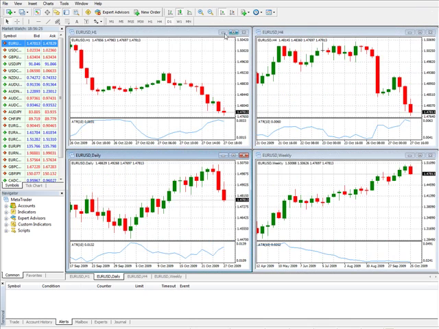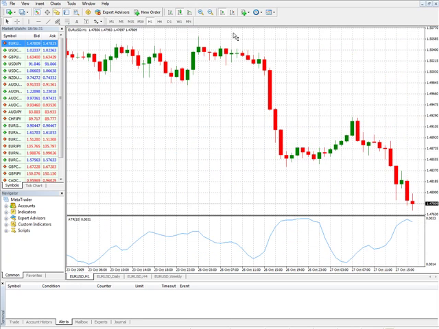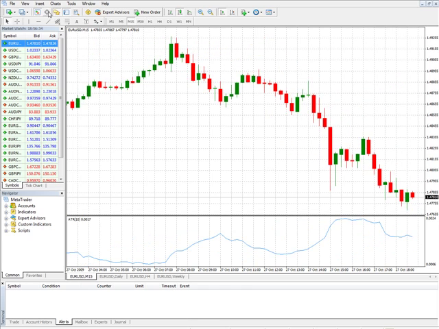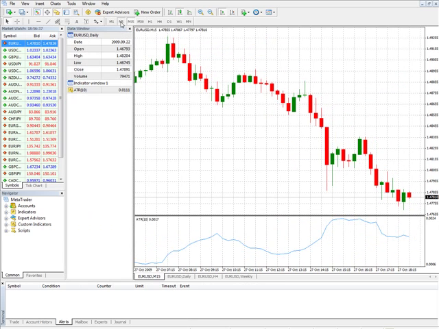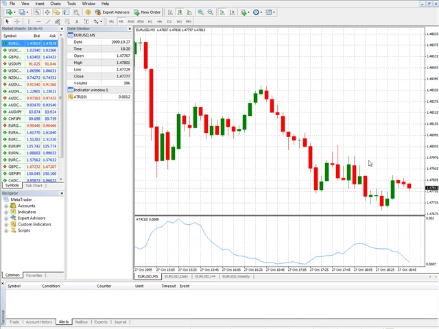Now, if you go to smaller time frames, let's pop this up. Okay. All right. Now, we're looking at an extremely short time frame here. This is 5 minutes.